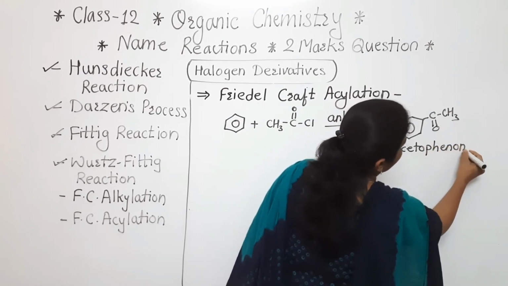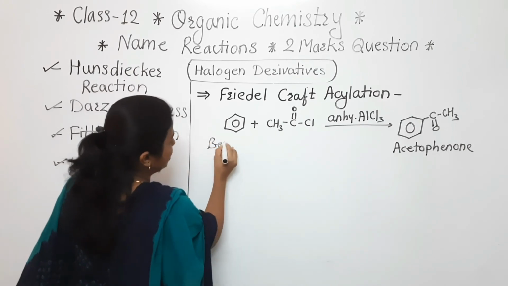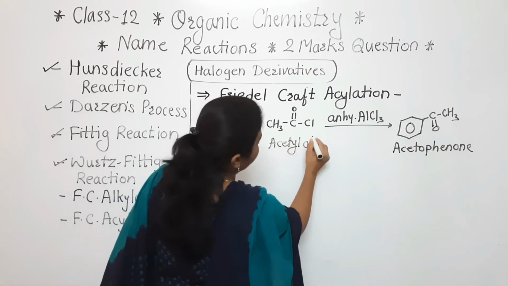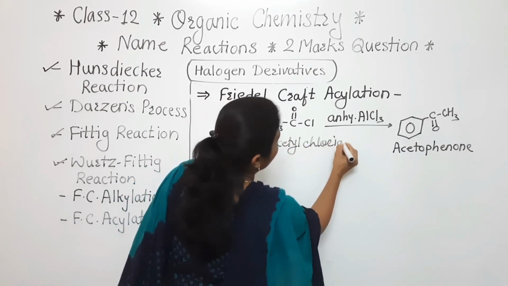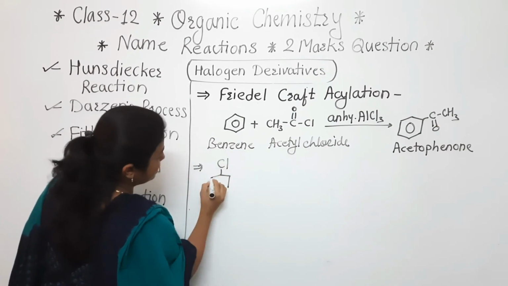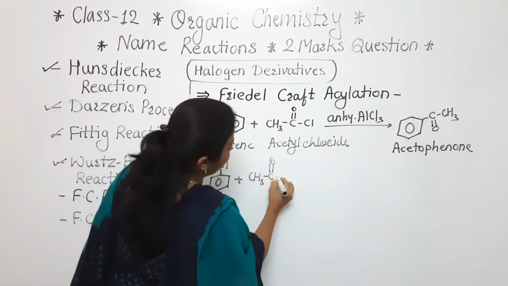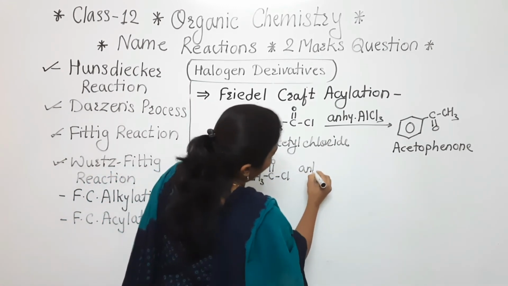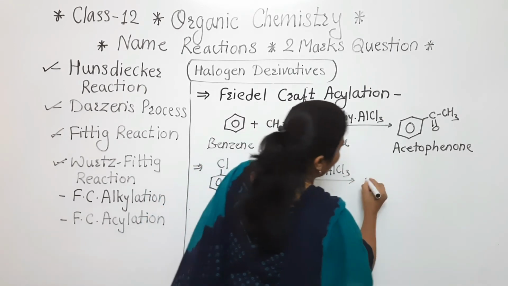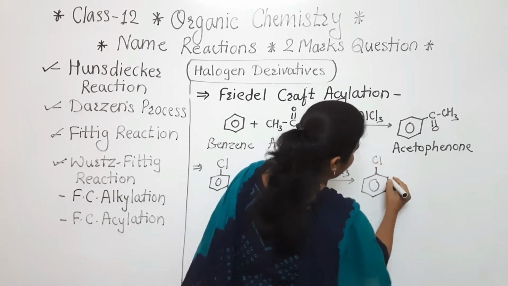This is the reaction for the 11th class. What about the 12th class? For the 12th class, instead of benzene, we will take here chlorobenzene. So, when chlorobenzene is treated with acetyl chloride in presence of anhydrous AlCl3, it gives ortho and para substituted chloroacetophenone.